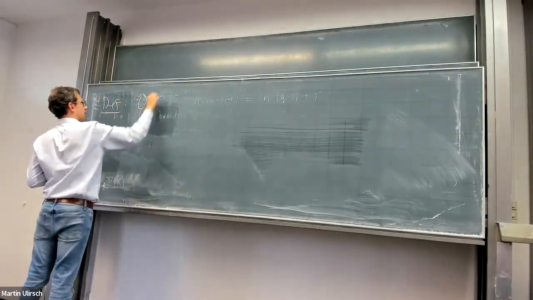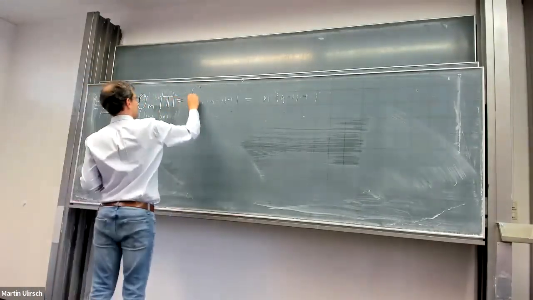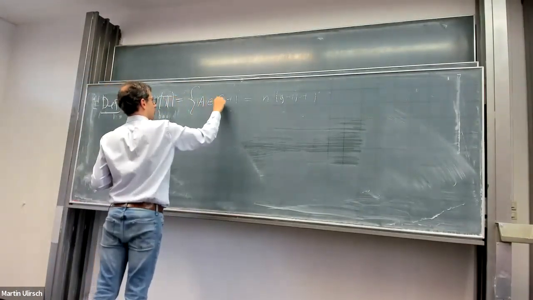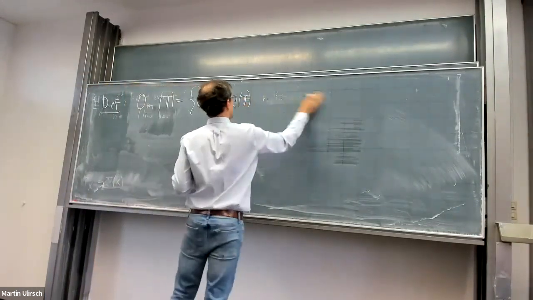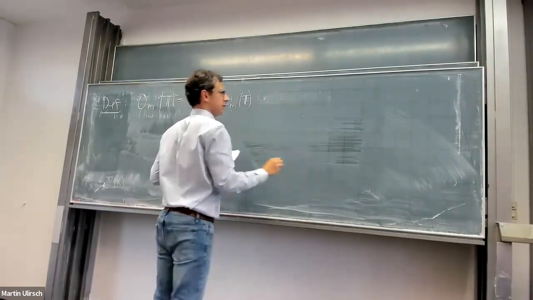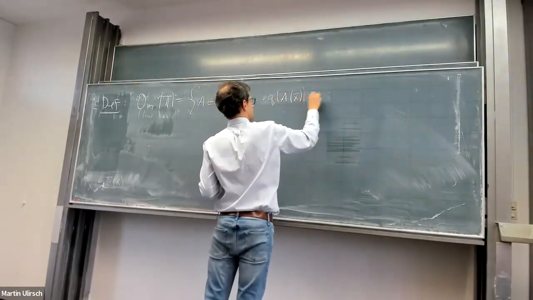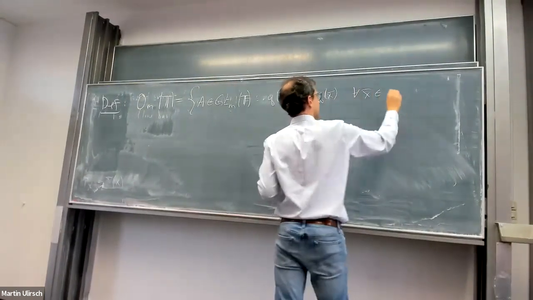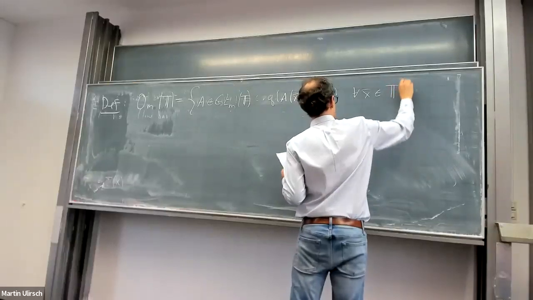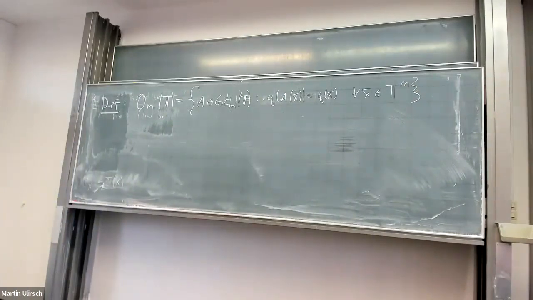So O_M(T) is going to be all A in GL_M(T) such that Q(A(x)) = Q(x) for every x in T^n. Okay, so that's the orthogonal group.